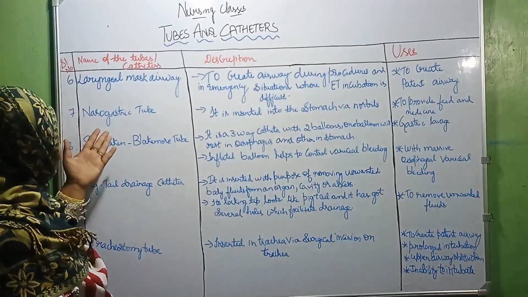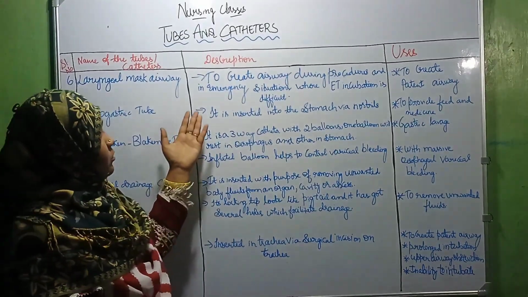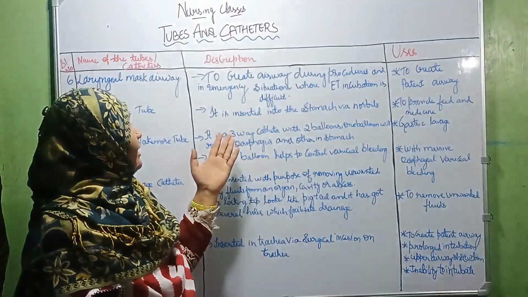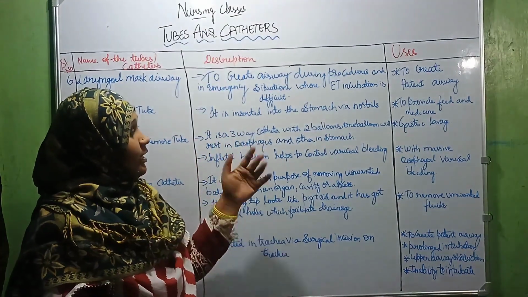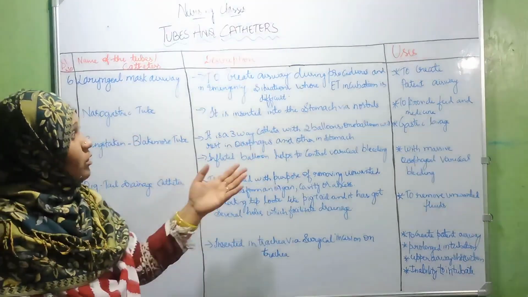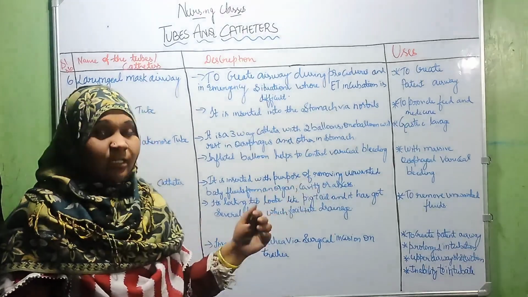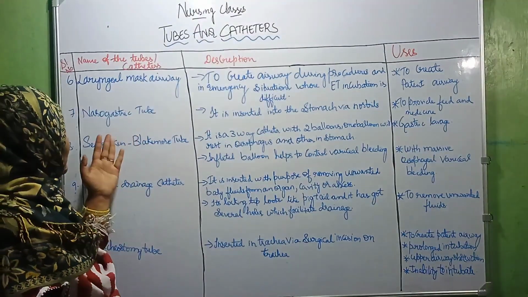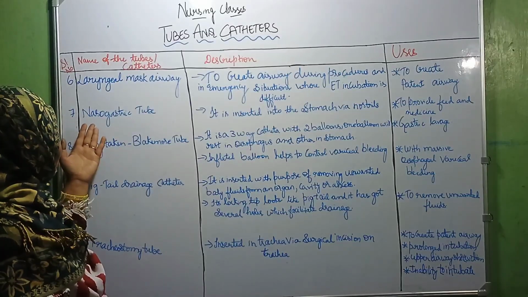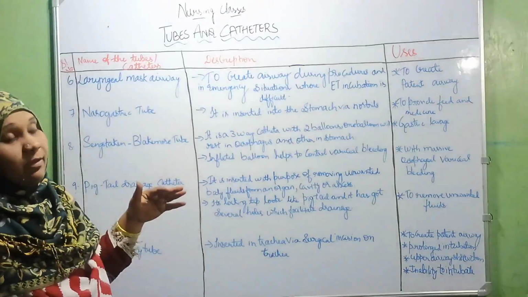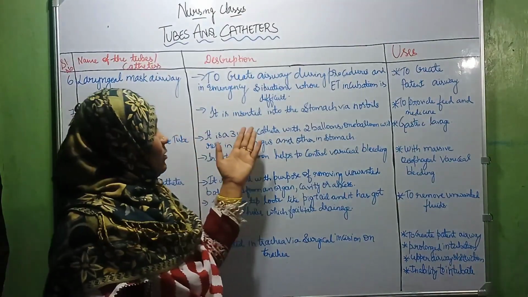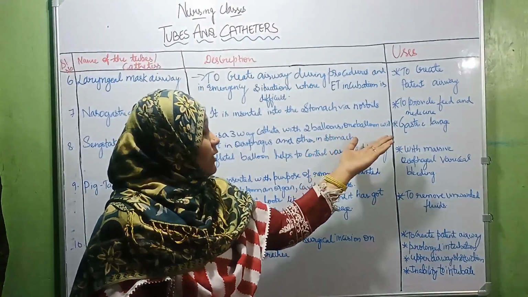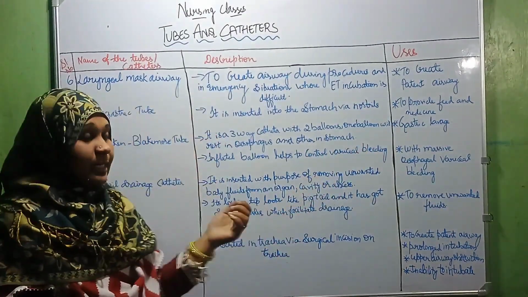So next is the laryngeal mask airway. It is used to create airway during procedures and in emergency situations where ET intubation is difficult. So what is its use? To create the patent airway. So next is the nasogastric tube. Nasogastric tube, as the name indicates, is the gastric tube which is placed in the stomach through the nose. It is entered into the stomach via nostrils. The use is to provide feed and medicine.